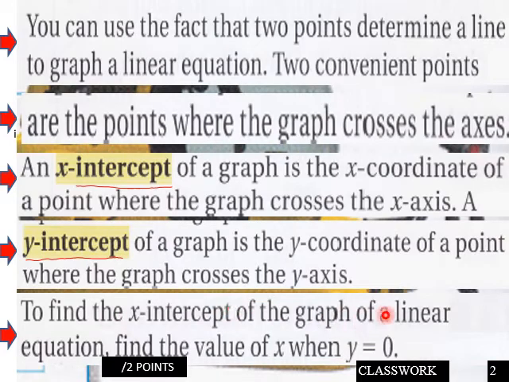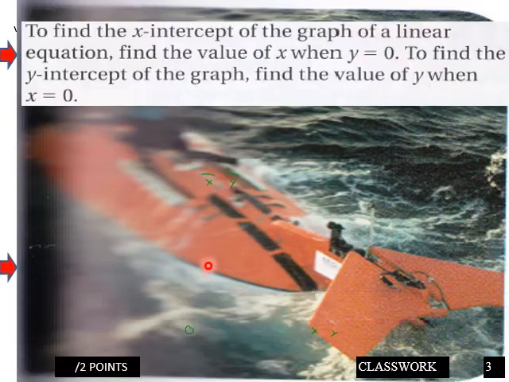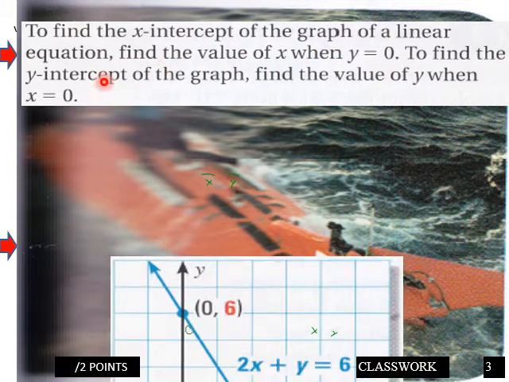To find an x-intercept of the graph of a linear equation, find the value of x when y equals 0. To find a y-intercept of the graph, find the value of y when x equals 0.